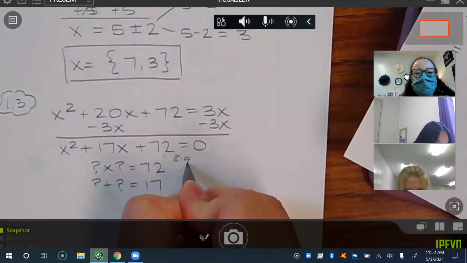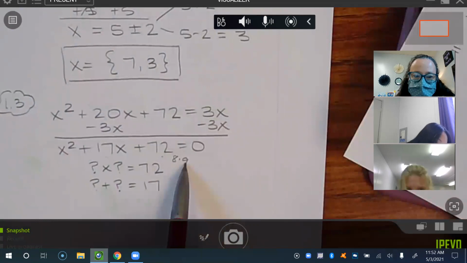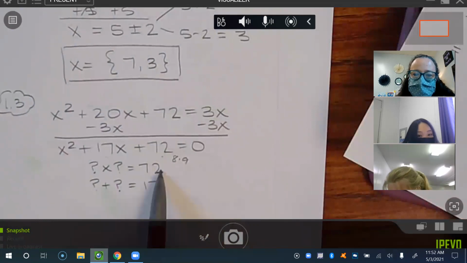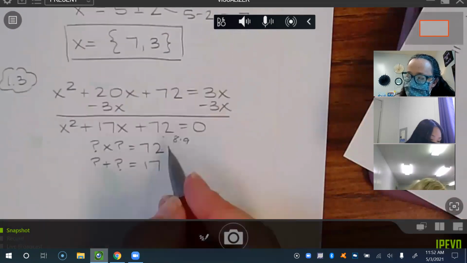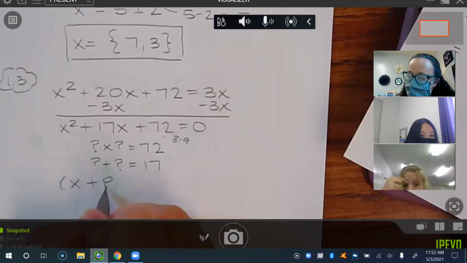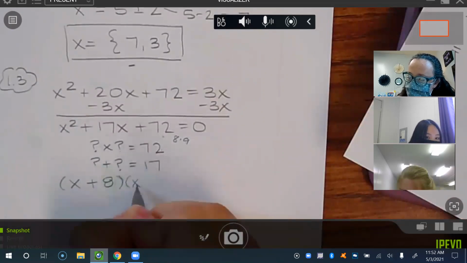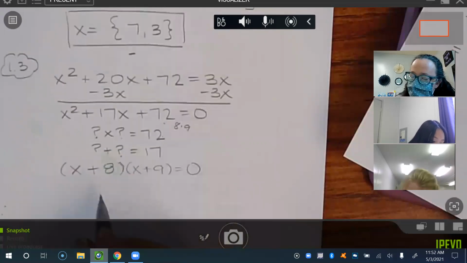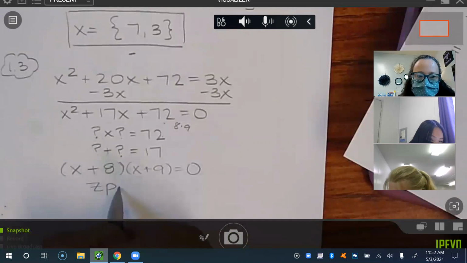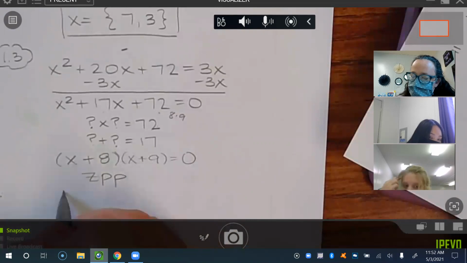And guys, if you don't know your factors of 72, you can do that little trick I showed you earlier. But does that work? What's 8 times 9? Yep, and then what's 8 plus 9? Heck yeah. So now once you figure that out, you factor with those factors you just found. And then you do the zero product property. I call that ZPP. So you set each of these factors equal to 0.